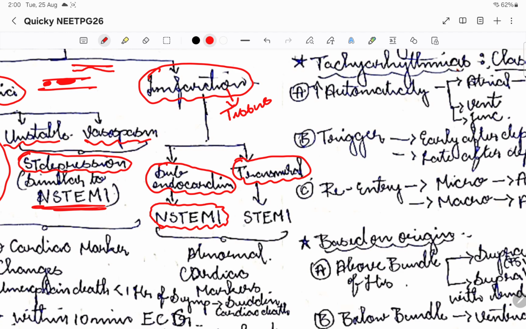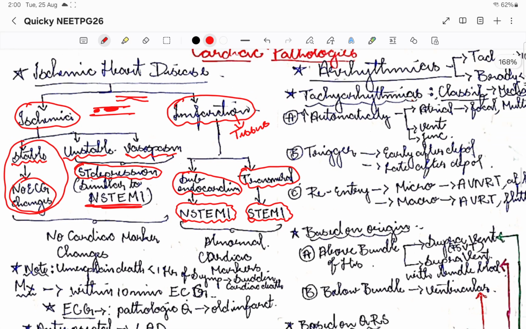Whereas if we see STEMI, that is ST elevated myocardial infarction, it is definitely all three layers of the heart that are involved. So this is very dangerous. STEMI is very dangerous. So please remember, with respect to cardiac markers, this is how we can differentiate between ischemic heart disease and infarction. There are no cardiac marker changes with respect to ischemia.